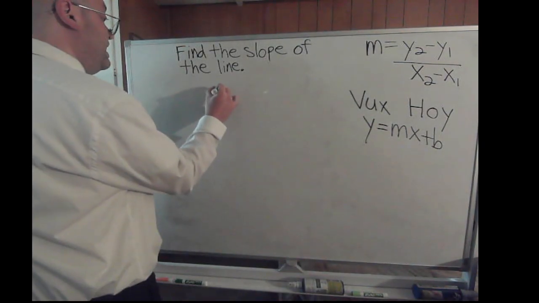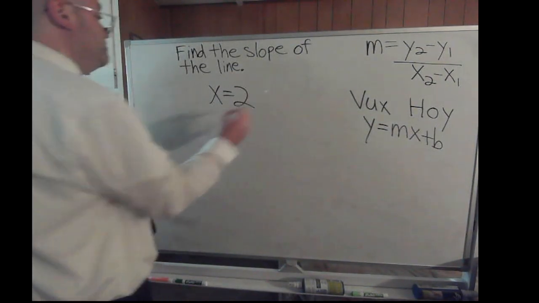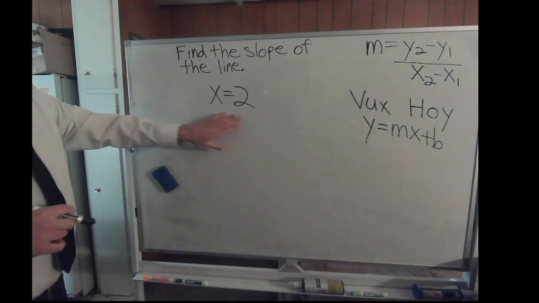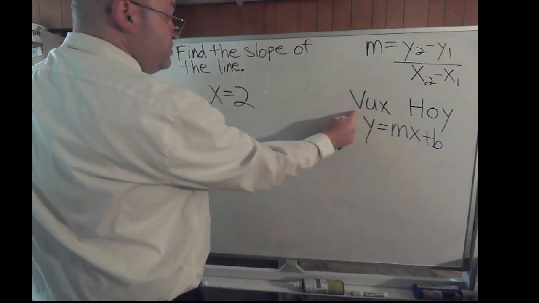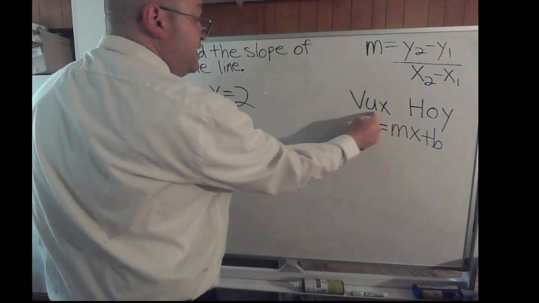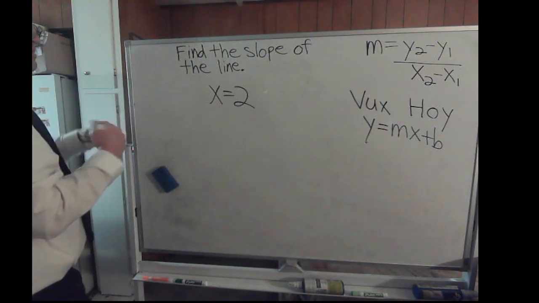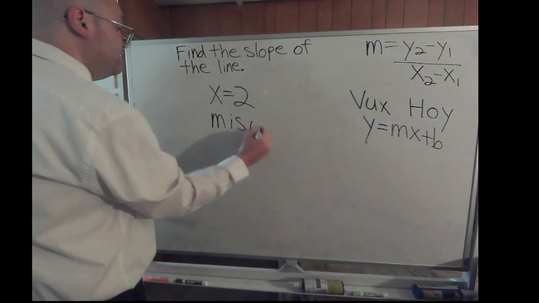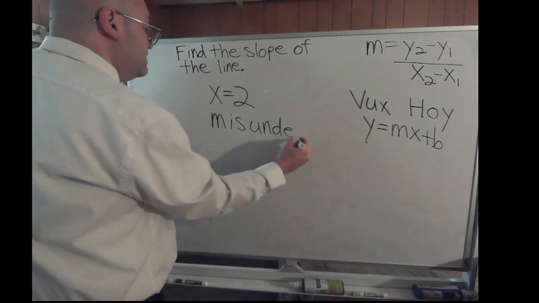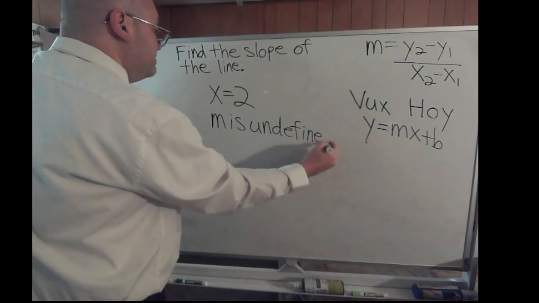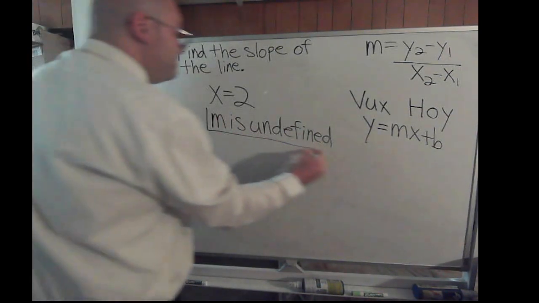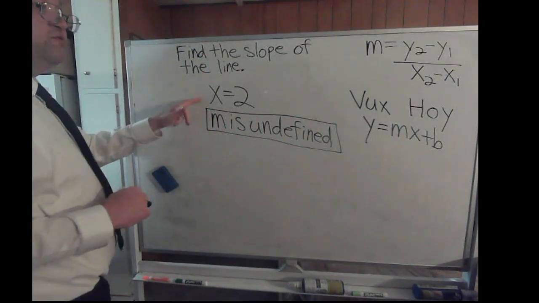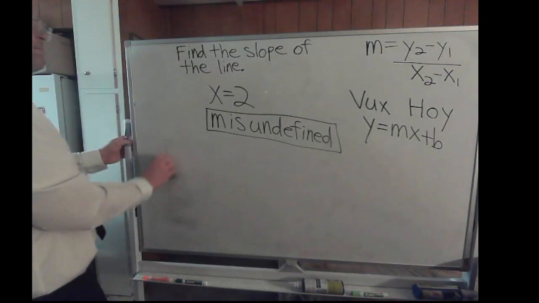Alright. How about x equals 2? We just have x equals 2. This is the Vux side of it. Vertical line, undefined slope, x equals. So if you see x equals something, the slope is undefined automatically. There is no slope, it's undefined. So the slope is automatically undefined if you just have x equals something.